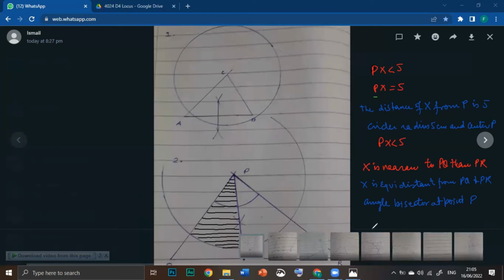This one is the required region. Now we will move to the next question.